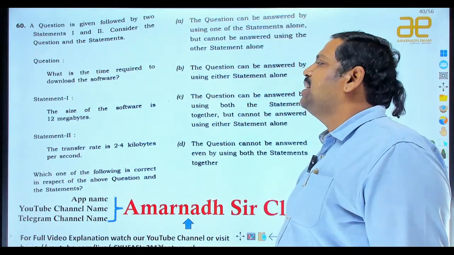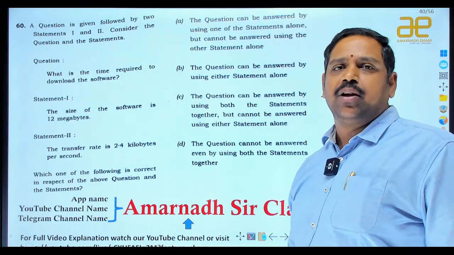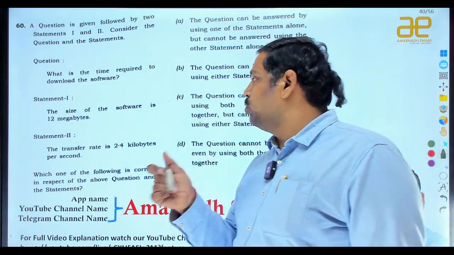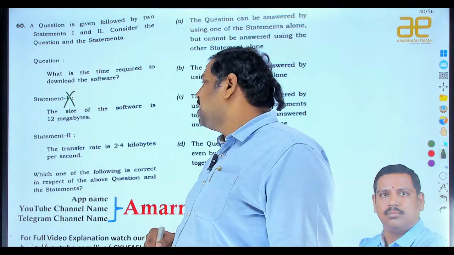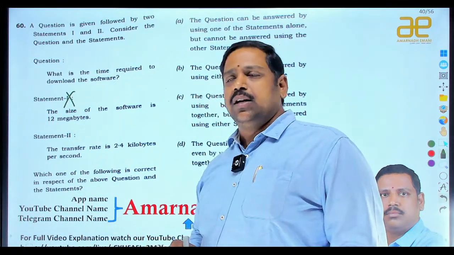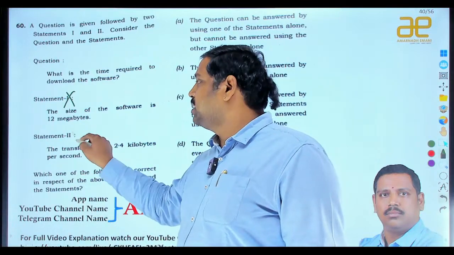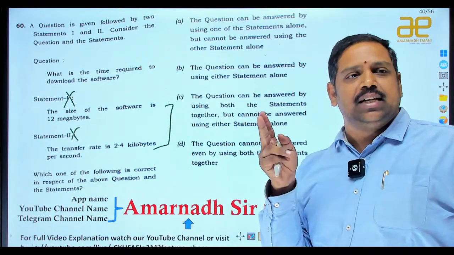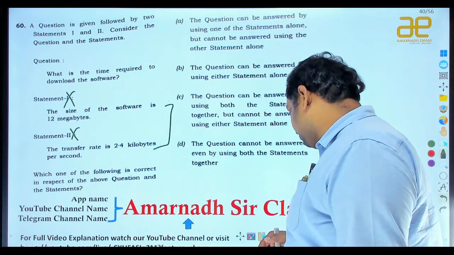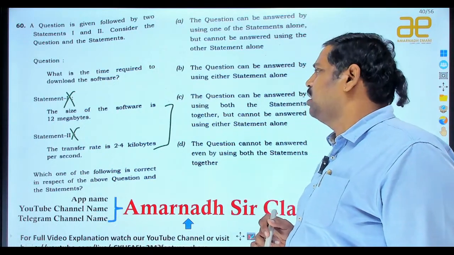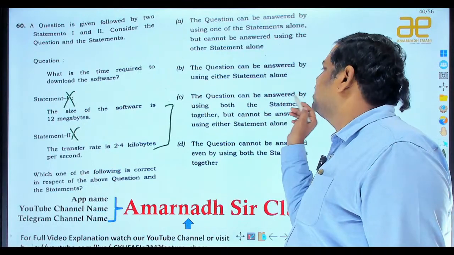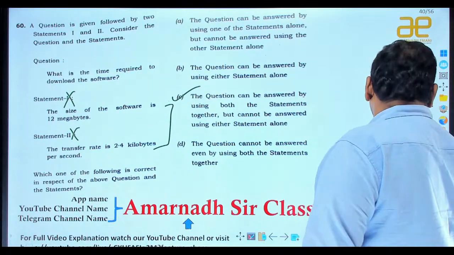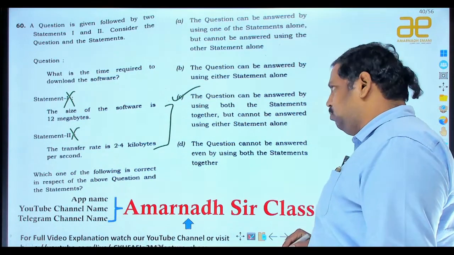First one, the size of the software is 12 megabytes, that is 12 MB. So you know the size of the file, but you should know your data transfer rate, alias download rate, which you don't know. So this is not sufficient. The transfer rate is 2.4 kilobytes, that means KB. You know the transfer rate, but you don't know the size here. So this is not sufficient. If individually not, go with the combined. Now you know the software size and you know the speed, right? So both together are mandatory to answer the given question. So the question can be answered by using both the statements together, but cannot be answered using either statement alone. That is the answer. Let's see the next beautiful question.